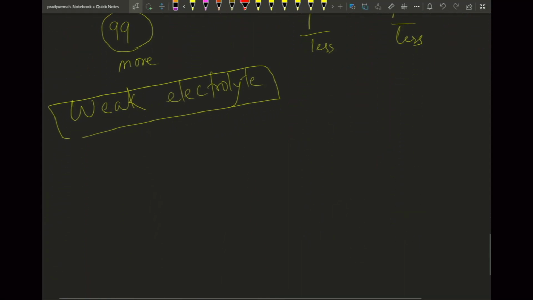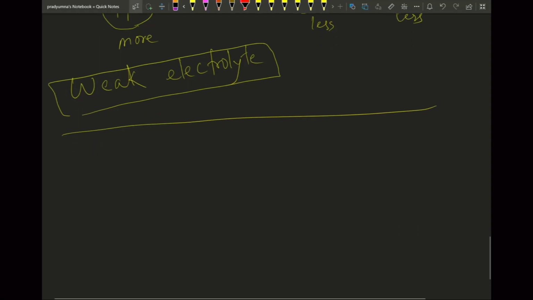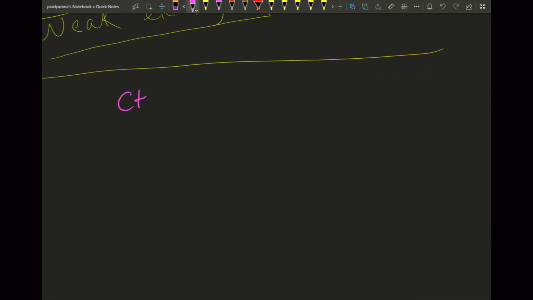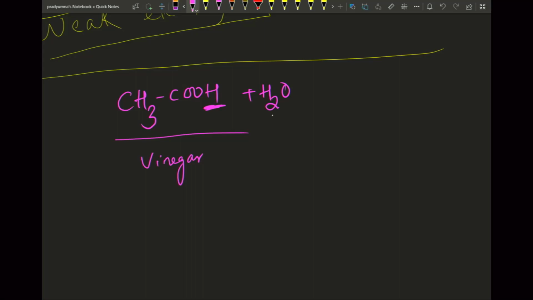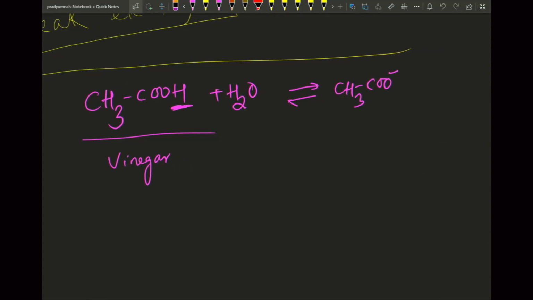Let's do another example. Acetic acid, which is present in your vinegar, is CH3COOH. We will see this compound later. This is a very weak acid. When you put it in water, this proton reacts with water, and the arrows go in both directions, not equal. You would get CH3COO minus because the proton is gone, and you would get H3O plus.